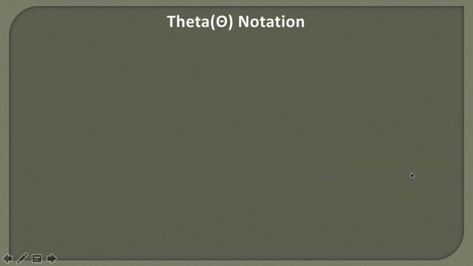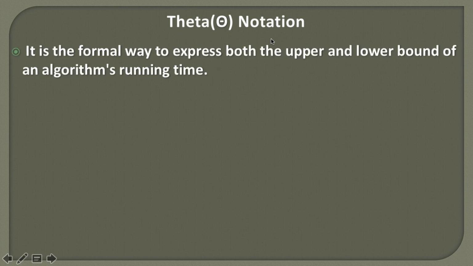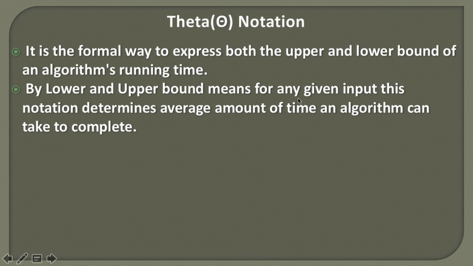Moving ahead, the third notation is the theta notation. This notation expresses both the upper bound and the lower bound of an algorithm's running time. What do we mean by both upper bound and lower bound? It means that for any given input size to an algorithm, this determines the average amount of time. So the average case analysis is determined by the theta notation.